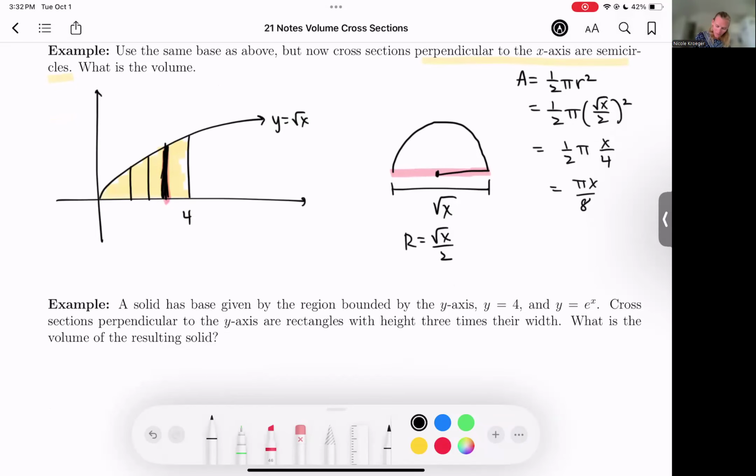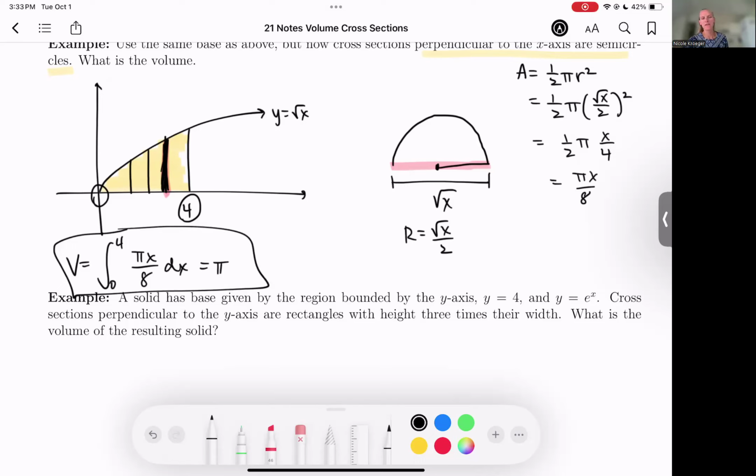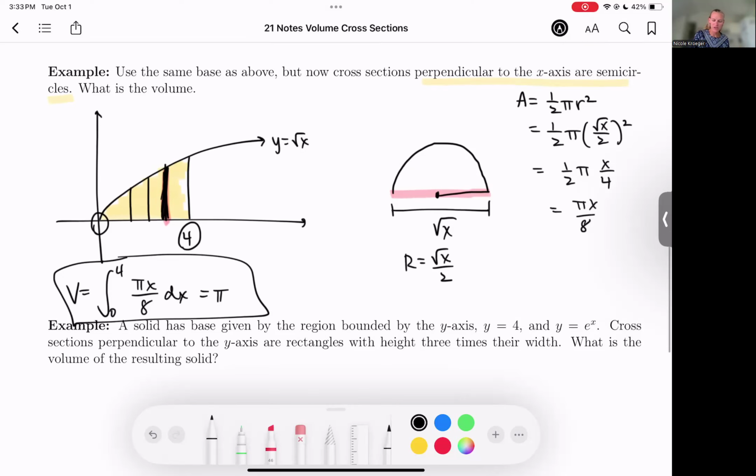And we remember to find the volume, we integrate the area function. So pi x over 8 dx, my x values go from 0 to 4. Okay, and so if you actually anti-differentiate, you get pi as the volume of this solid. A couple things to notice here is that if cross sections are perpendicular to the x-axis, then our integral is going to have to be in terms of x, because when we're slicing, our slices are going to be perpendicular to the x-axis. So we're going to end up with vertical line segments in our region, which tells us that we have to integrate with respect to x.